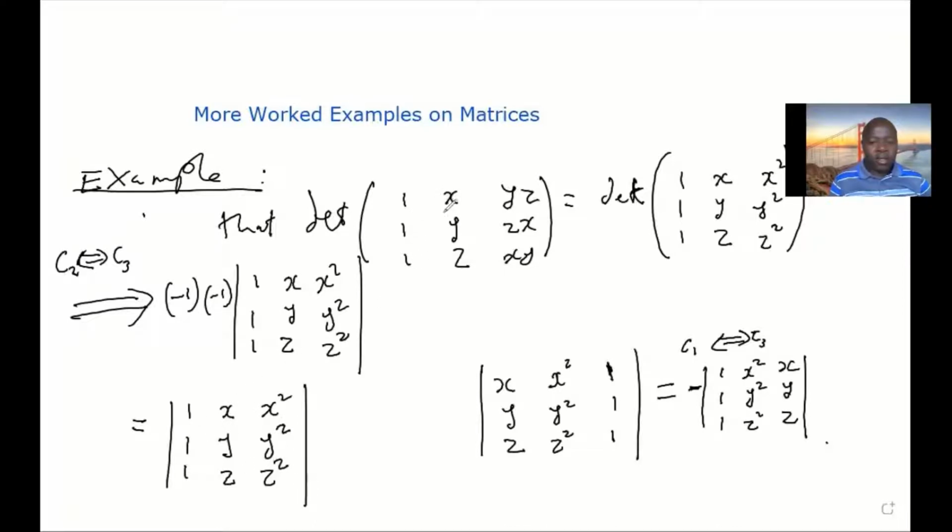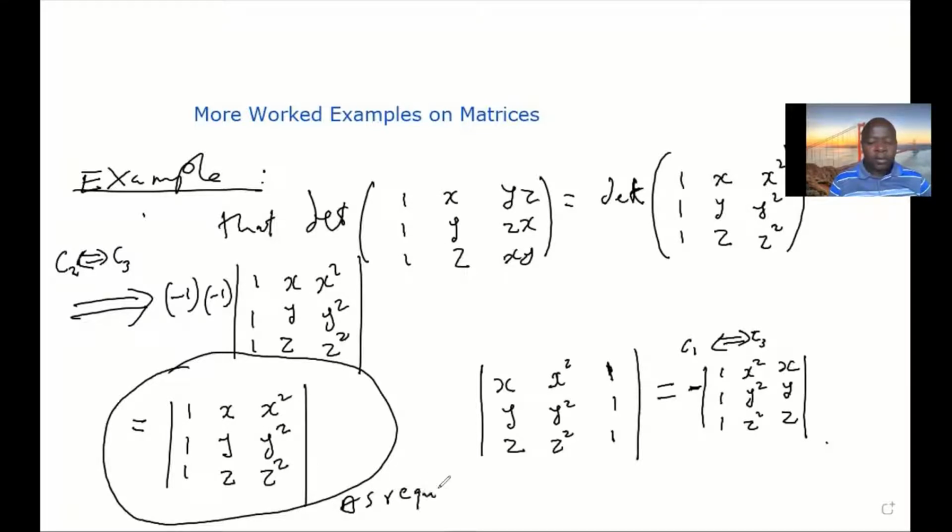And this is what I wanted to show. I wanted to show that this determinant is the same as this determinant. I simplified this determinant here to arrive at the determinant on the right side. And this is what was required. You were needed to show that this determinant is the same as this determinant, and we just showed that.